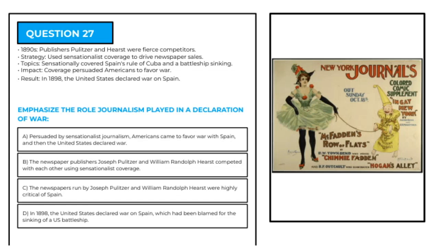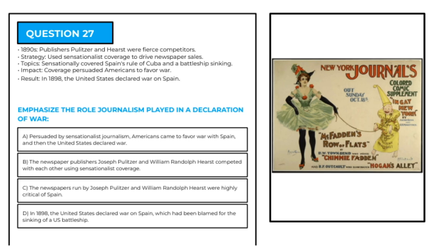In 1898, the United States declared war on Spain, and a key event that helped sway public opinion was the sinking of a U.S. battleship. But what really fueled the push toward war was the role of journalism at the time. Publishers like Joseph Pulitzer and William Randolph Hearst were fierce competitors, and they used sensationalist coverage to attract more readers and increase sales. They didn't hold back, covering Spain's harsh rule over Cuba and sensationally reporting on the battleship sinking.